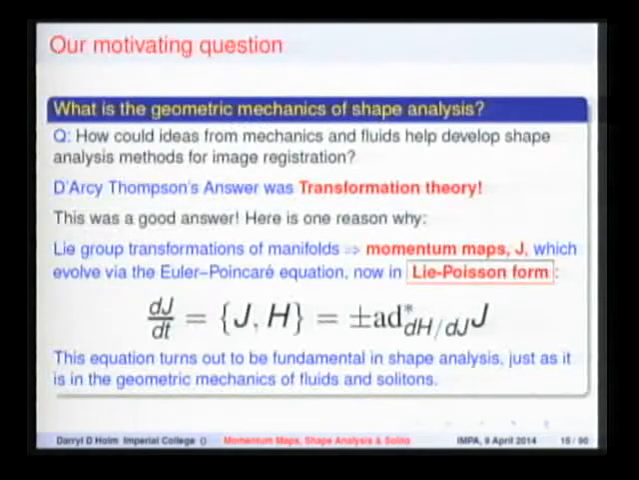Okay. So here's a question. What is the geometric mechanics of shape analysis? And it starts from people saying, well, how could ideas from mechanics and fluids help develop shape analysis methods for image registration? And of course, D'Arcy Thompson's answer was transformation theory. And I think it's a good answer because it leads to momentum maps. And the evolution of the momentum maps, here's the differential equation for them. Ad star, it is the equation we need. That's the equation for relating two shapes as they're evolving.